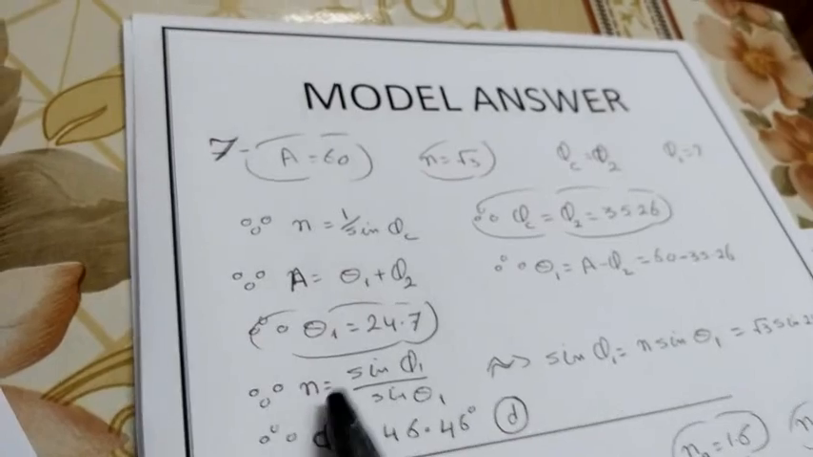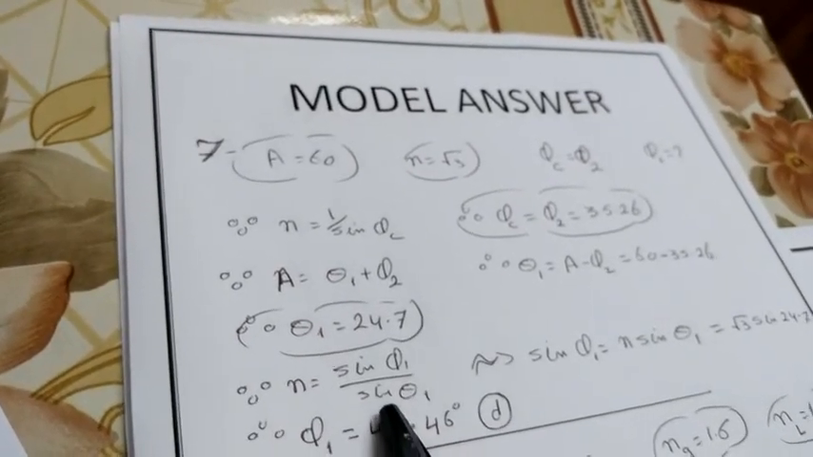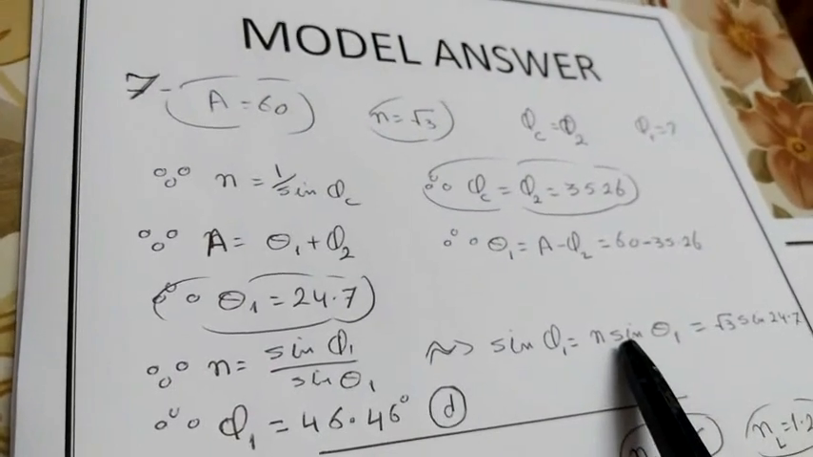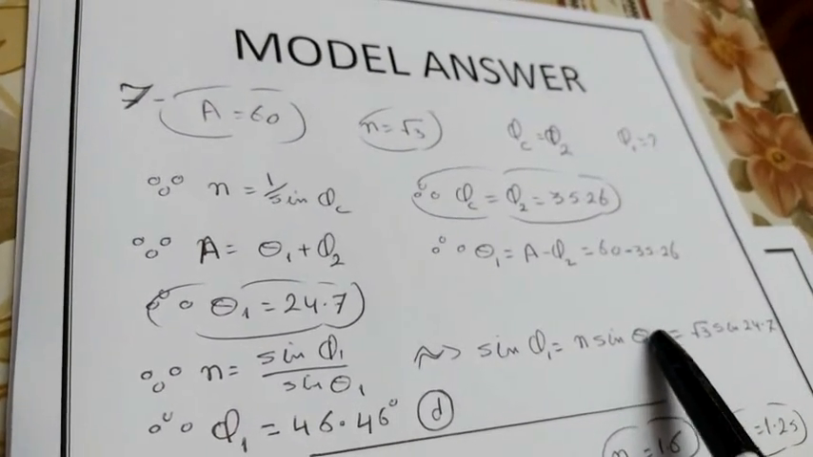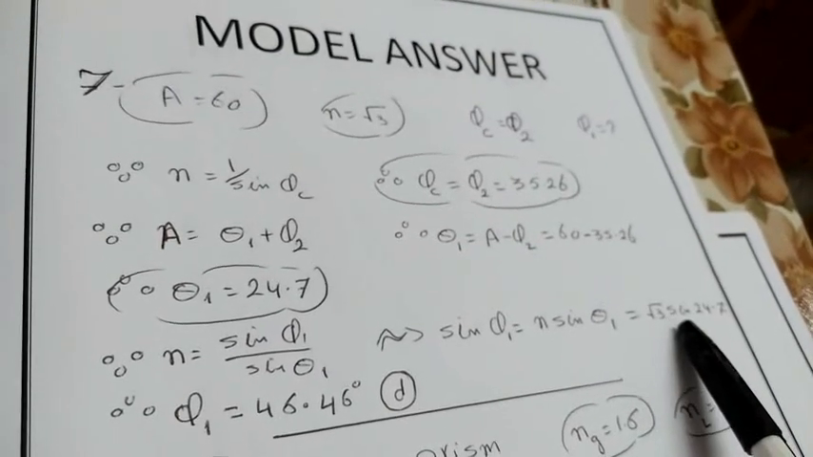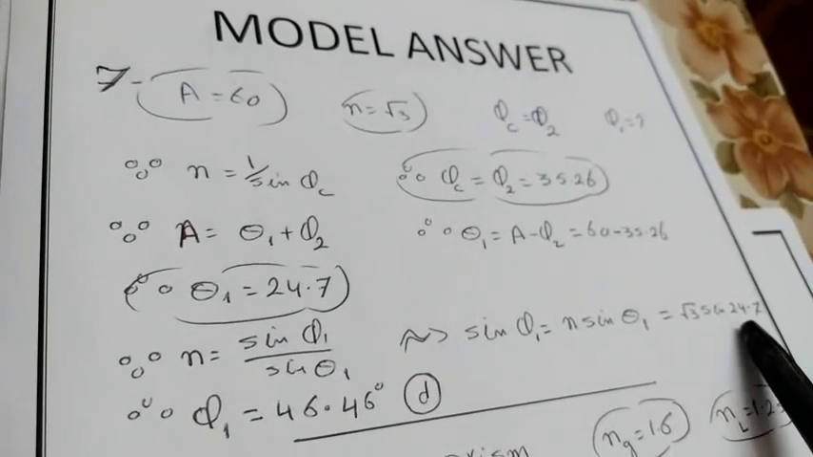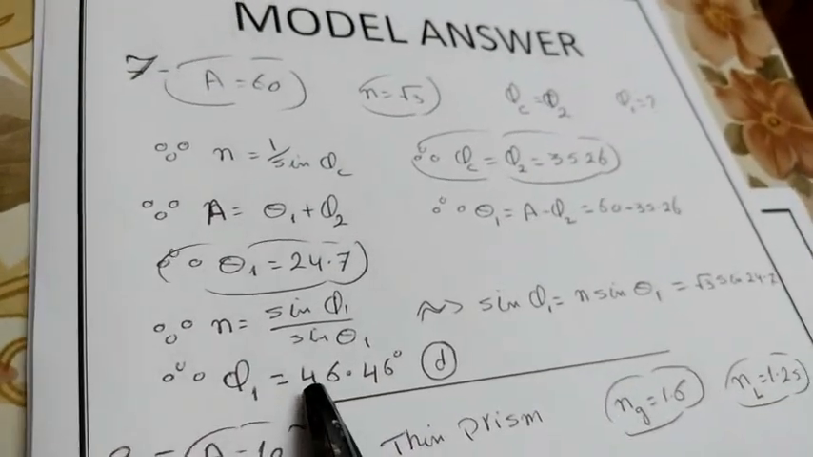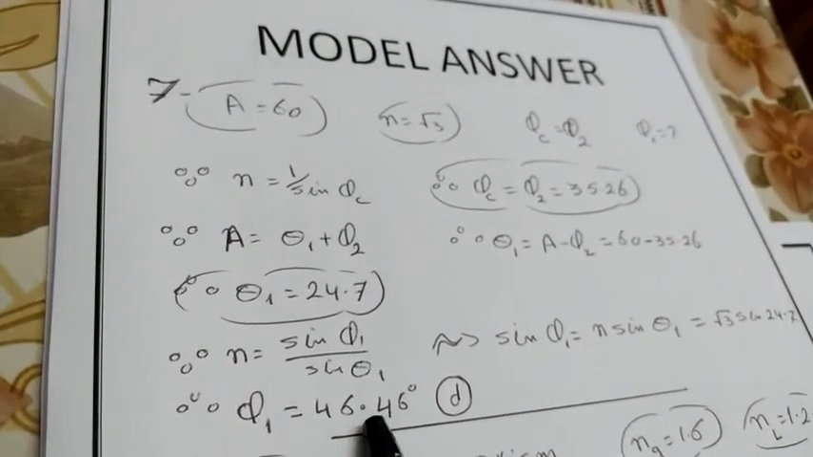And as we know that N equals sine phi 1 over sine theta 1, so sine phi 1 equals N sine theta 1. So sine phi 1 equals √3 sine 24.7. So phi 1, which is the angle of incidence, will be equal to 46.46. So the answer is number D.